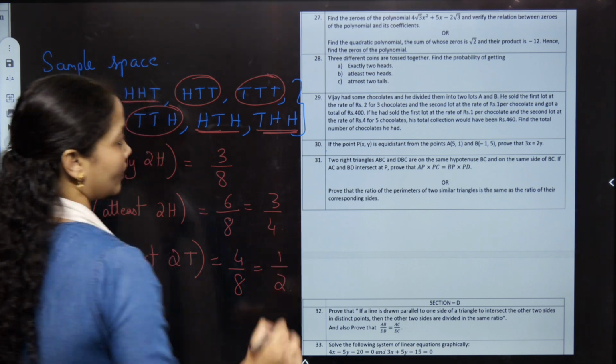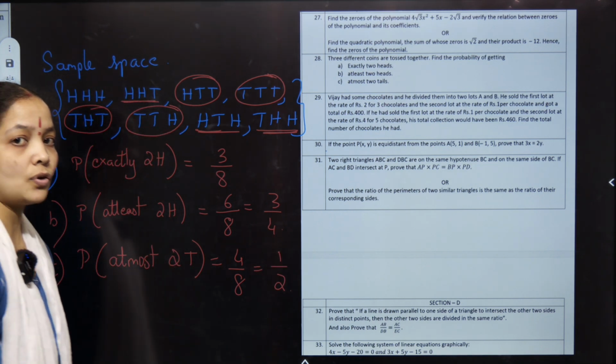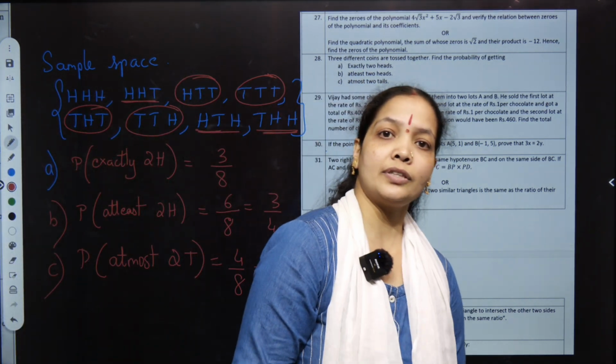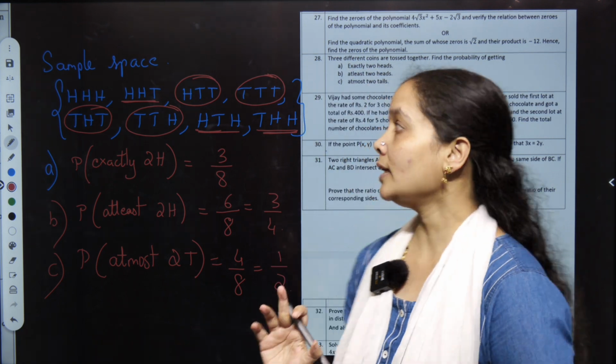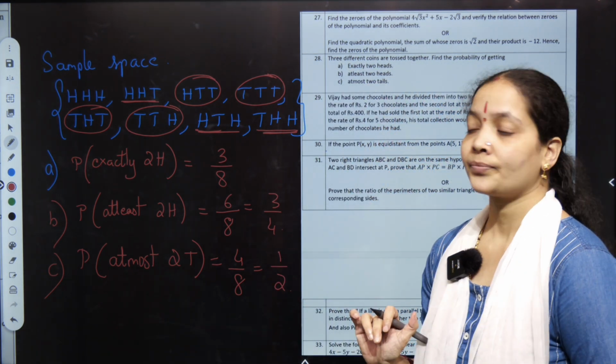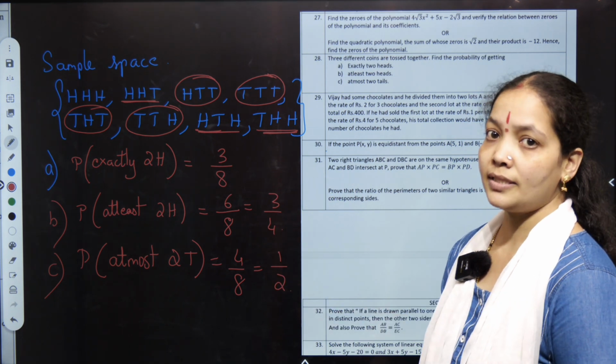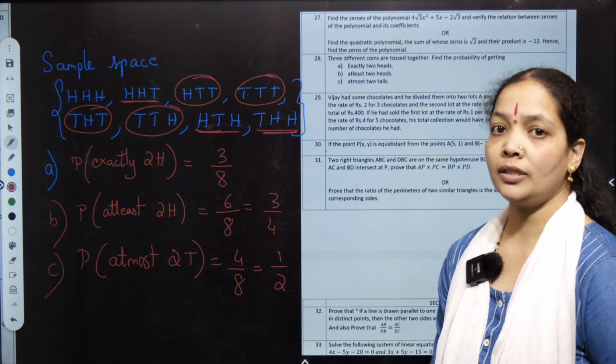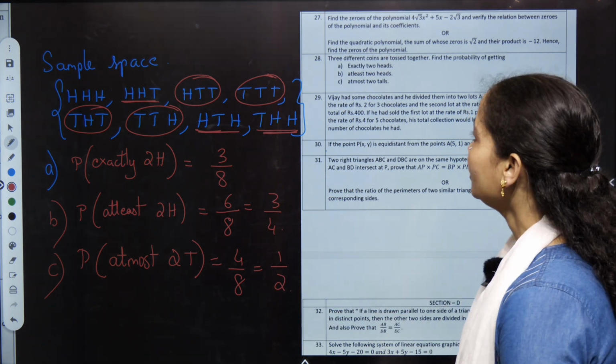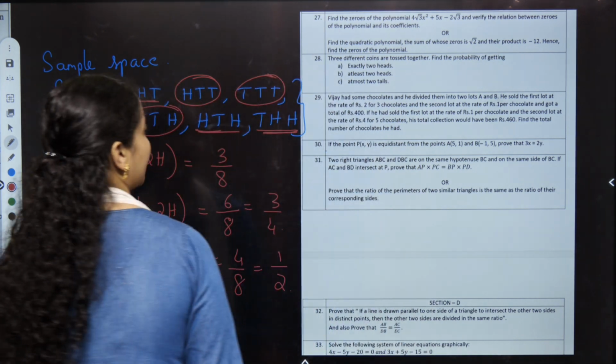In this question, we have to focus on finding out the sample space when 3 coins are tossed. That is the most important task. I hope this question is simple, easier, and you are able to identify your loopholes here. Moving on to 29th question.